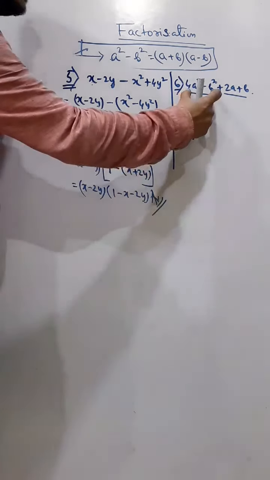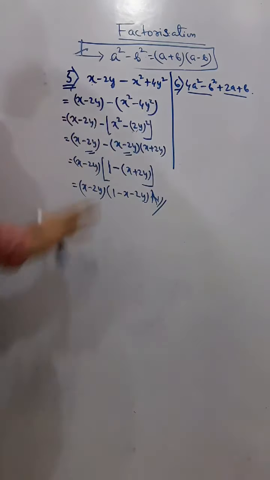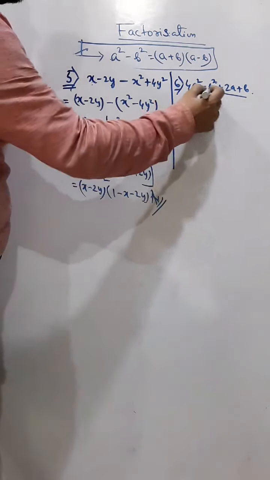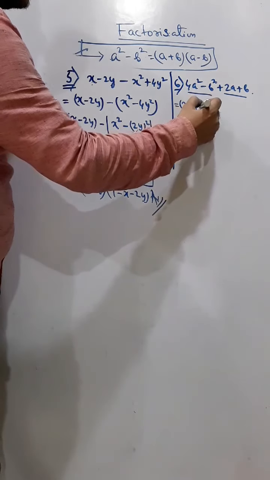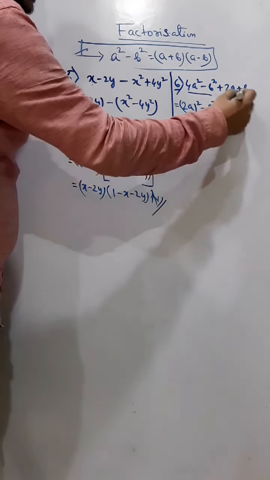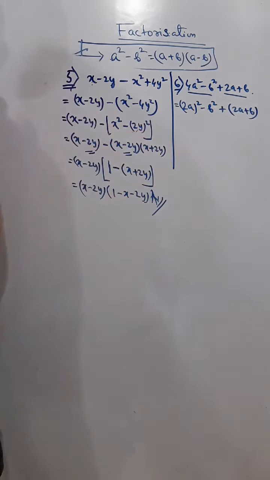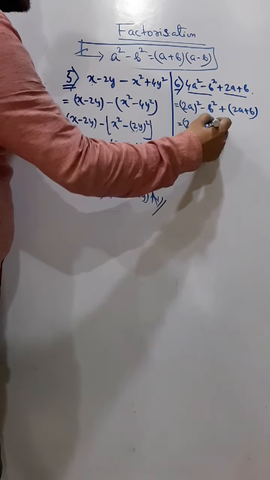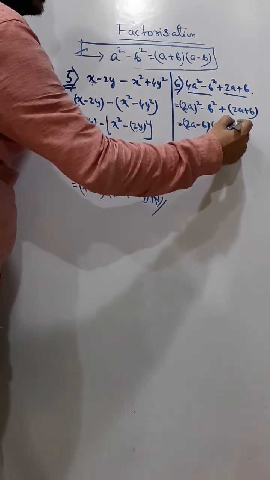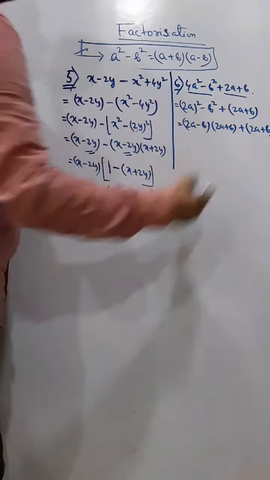Similarly here also you can find you have two groups. Now first group we can split into a square minus b square, and second group we will leave it in this way. So here again the first group I will write it as (2a) square minus b square, and I will leave this second group in bracket like this. And now again I have 2a minus b and 2a plus b, and then plus 2a plus b.